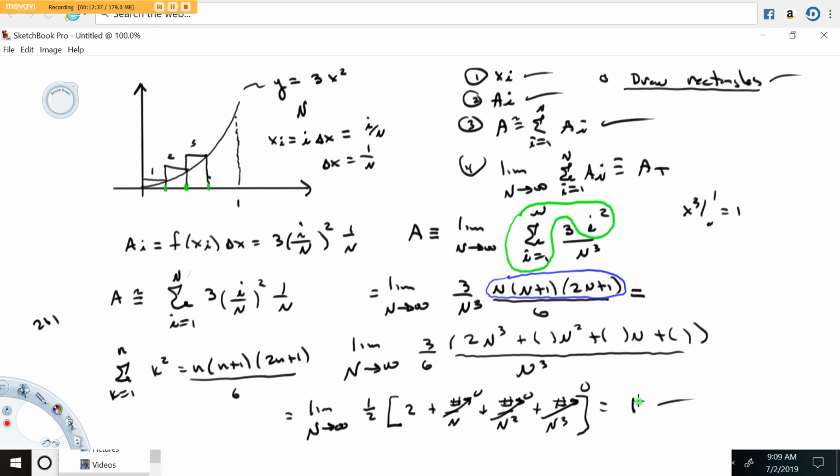So anyway, I hope that this video was successful in helping you understand how to use Riemann sums and the limit process to calculate the exact area under a curve.